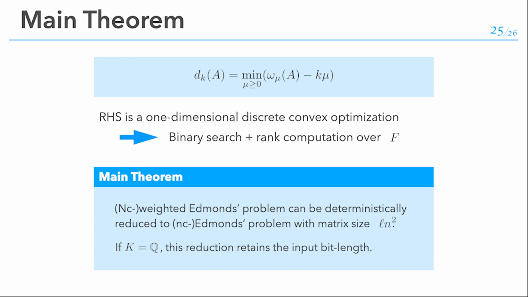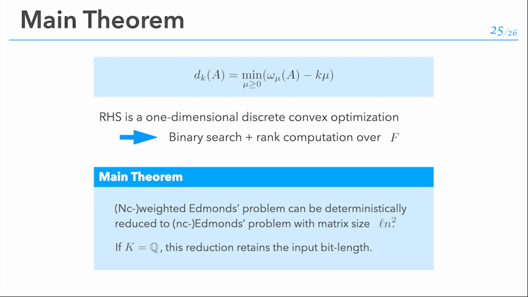So we can compute its minimum value just by the standard binary search and rank computation of omega mu of A. Here, omega mu of A is a commutative or non-commutative linear matrix. So we can compute the value of the objective function just by solving the unweighted commutative or non-commutative Edmonds problem.